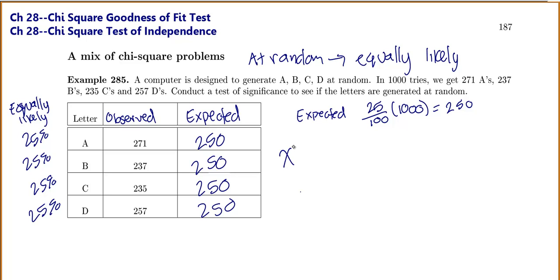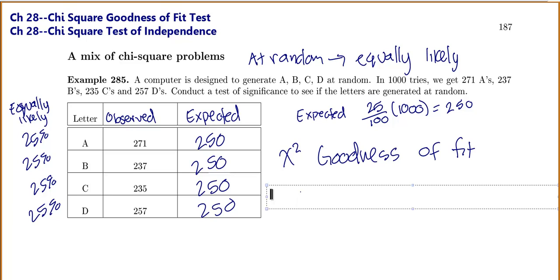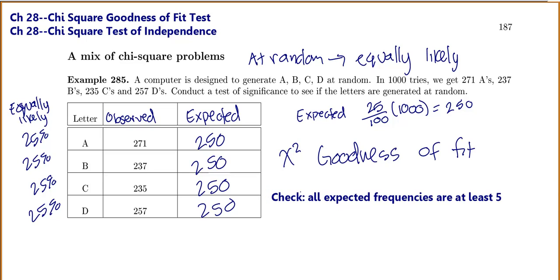Maybe the computer is making a mistake, and that's why we're getting such big differences. Let's see. We already said it's the chi-squared goodness of fit. And you should always check if you can do the test. As the check, make sure all expected frequencies are at least 5. They're all 250, so we're good there, and we can do the test.